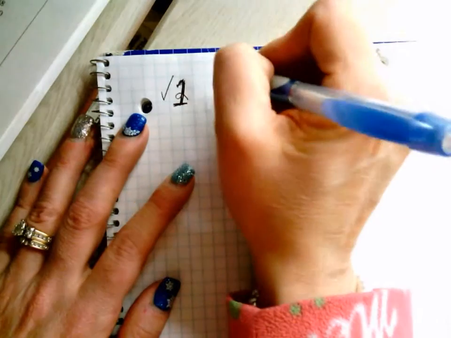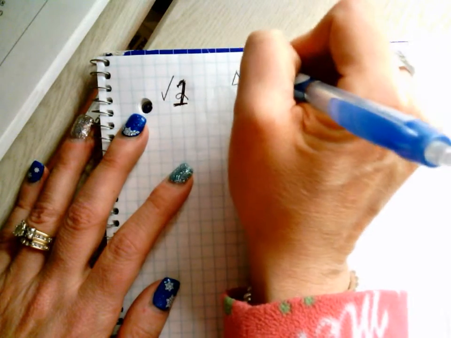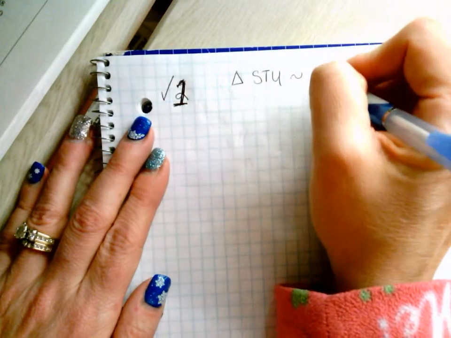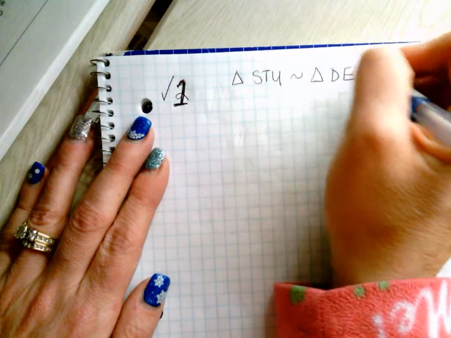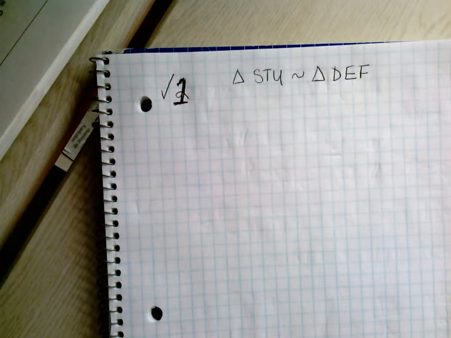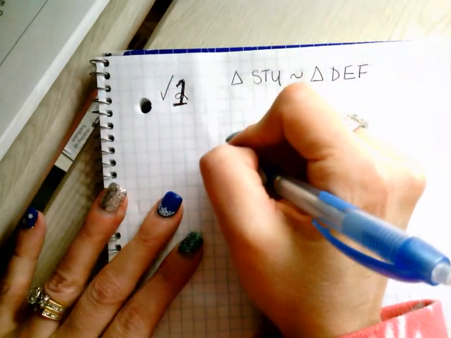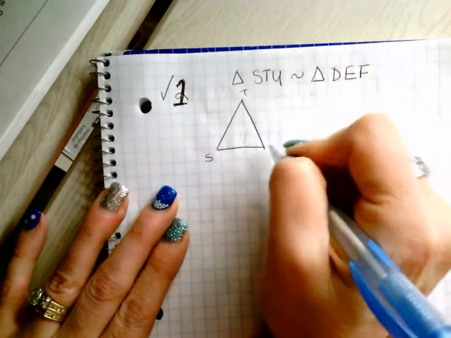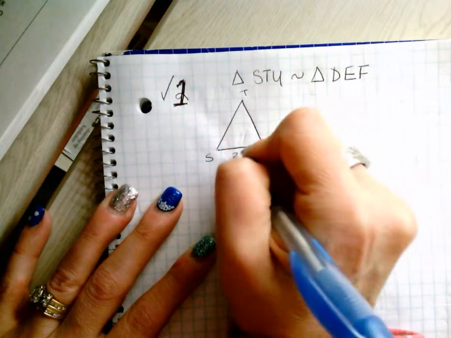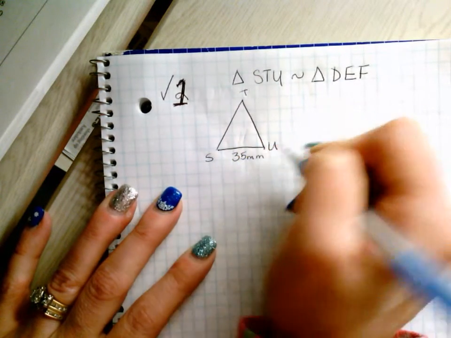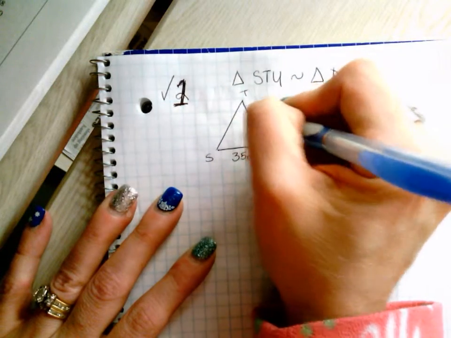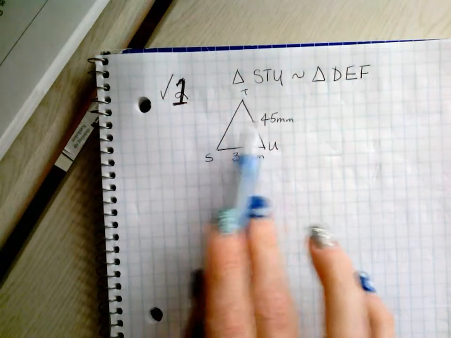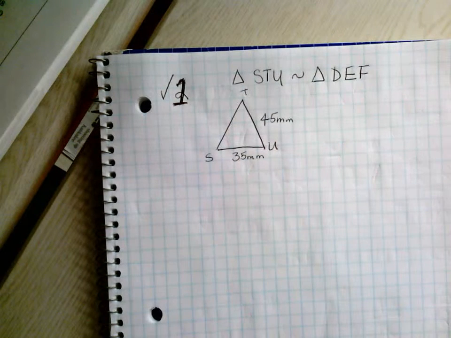They are telling us that triangle STU in that order is similar to triangle DEF. Okay? Now, STU is written this way. Here's S, here's T, here's U. They've told us the bottom, the base, is 35 millimeters, and one of the legs is 45. Now, I don't know for sure if these two are equal, so I'm not going to assume that.